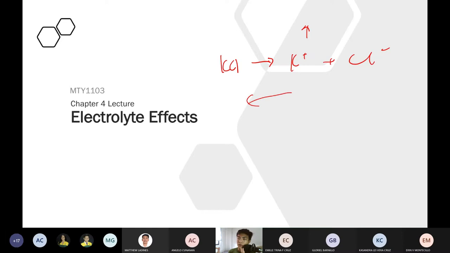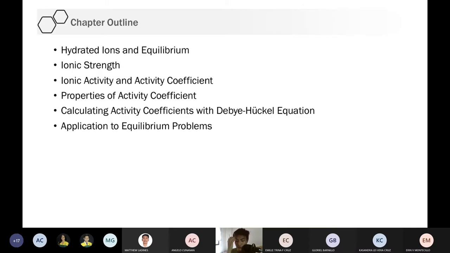Sa topic natin na to, we will discover the counterpart of that idea. No? Pag titignan natin yung kabaliktaran ng common ion effect. And that is called the electrolyte effect. So this is our chapter outline. So we will cover all the topics until here.